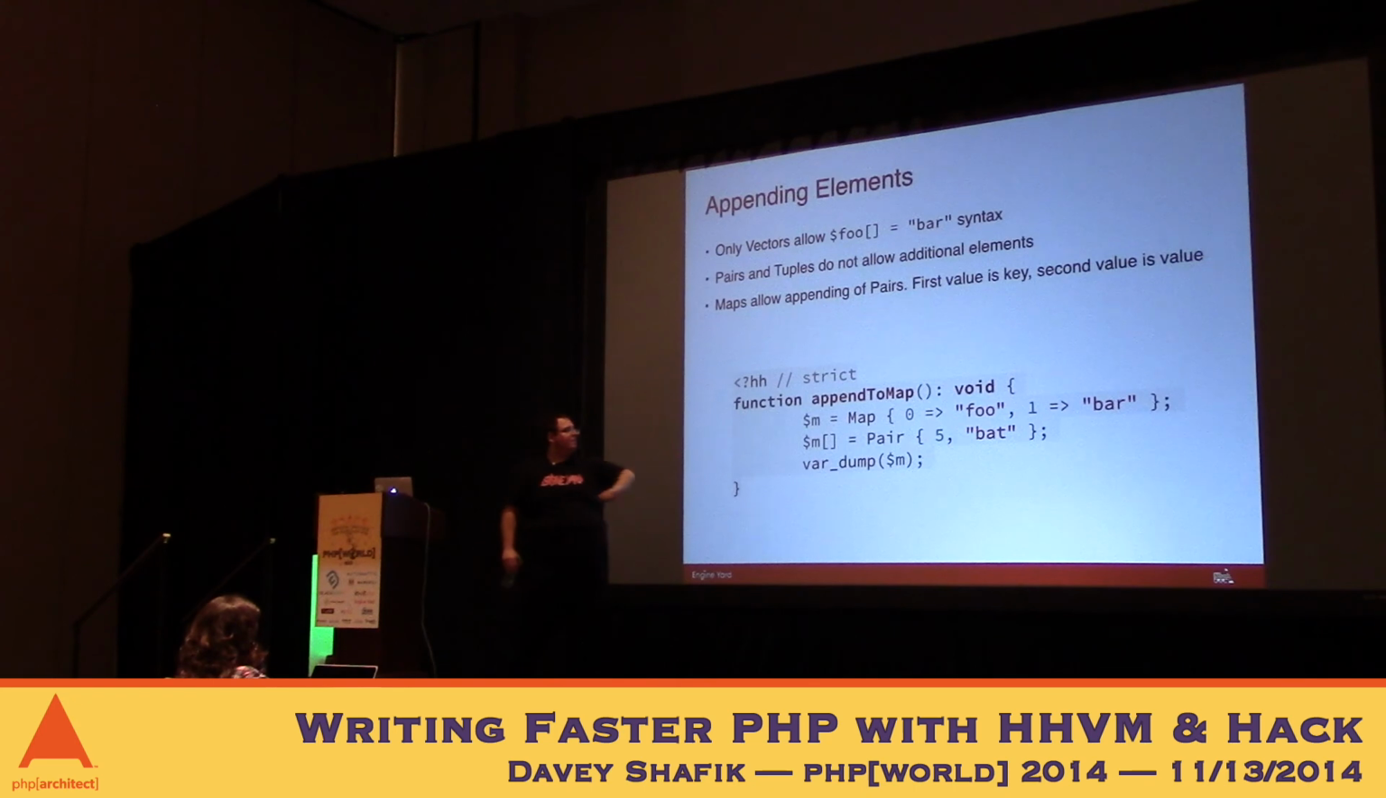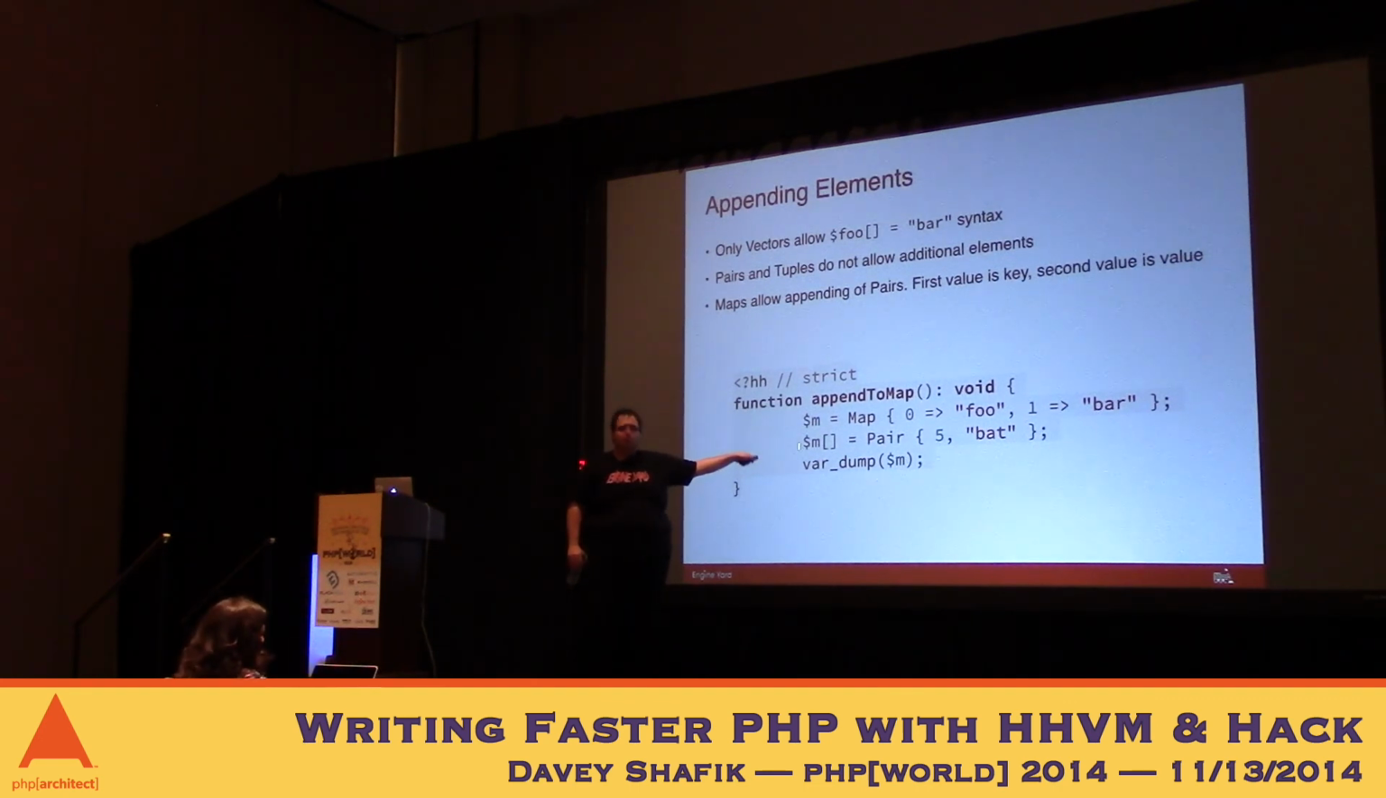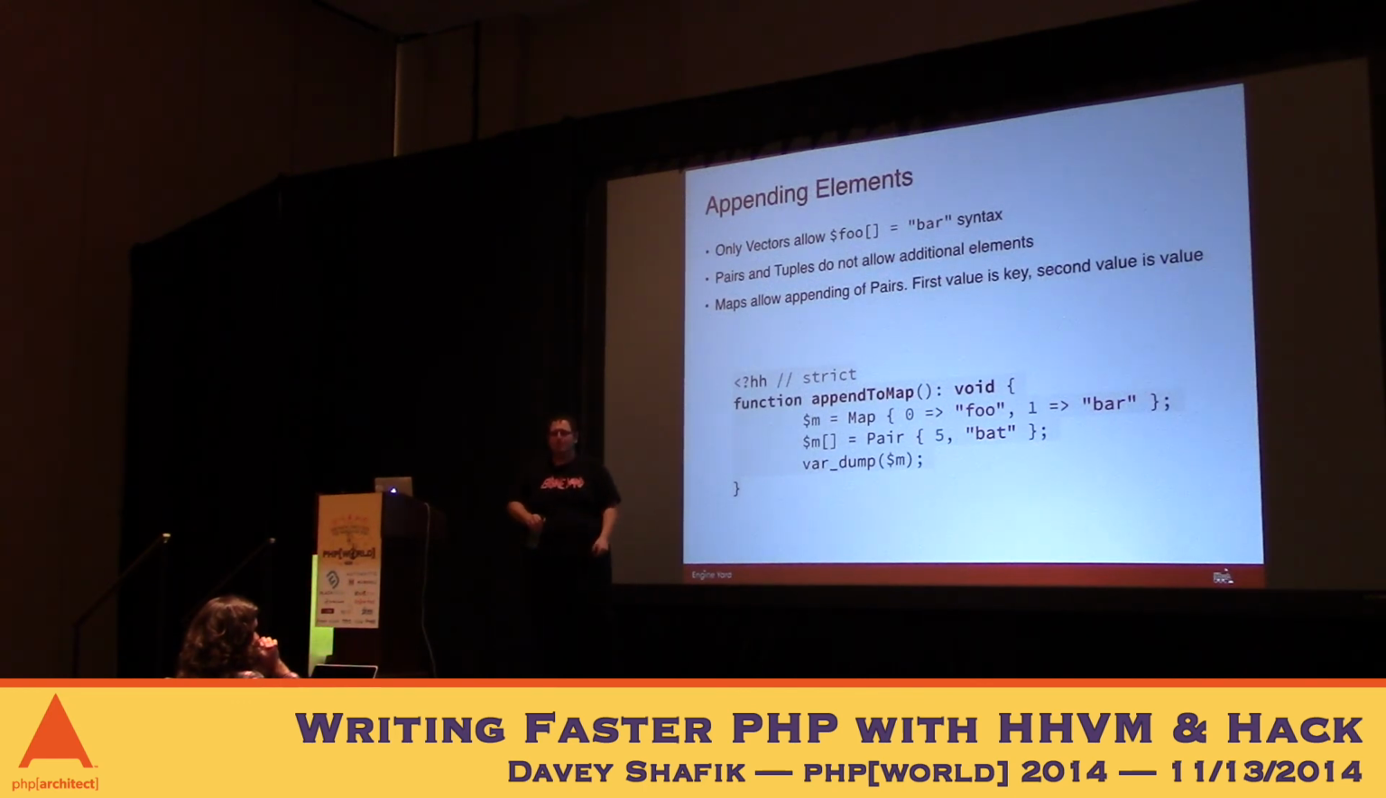So function append to map returns a void, $m equals, this is our map, 0 foo, 1 bar. We want to append a pair. Now we're still using the square bracket syntax here, but we have to pass in a pair which defines both the key and the value. A little bit janky, I'm not too keen on that, but it is what it is. So if we've already done that, obviously we would see 0, 1, and 5 would be bad.